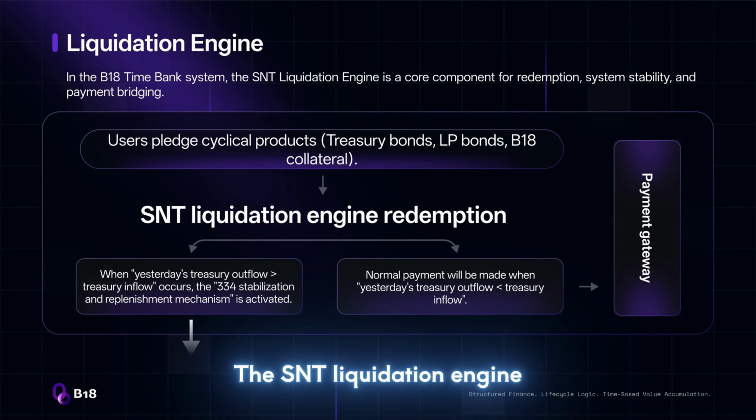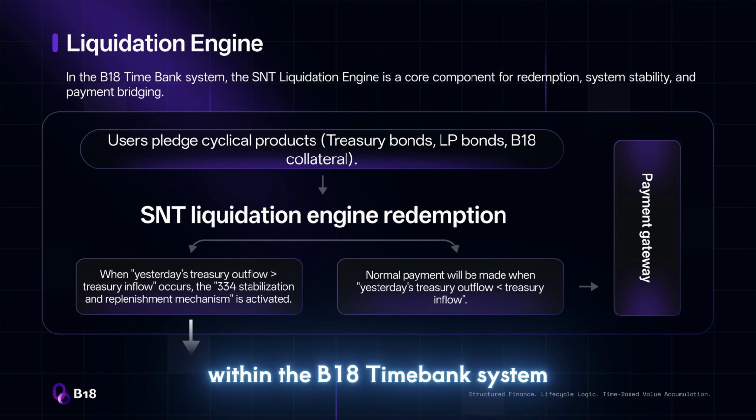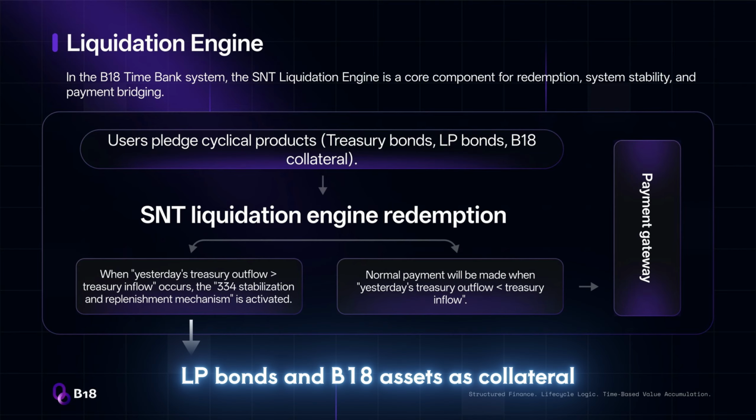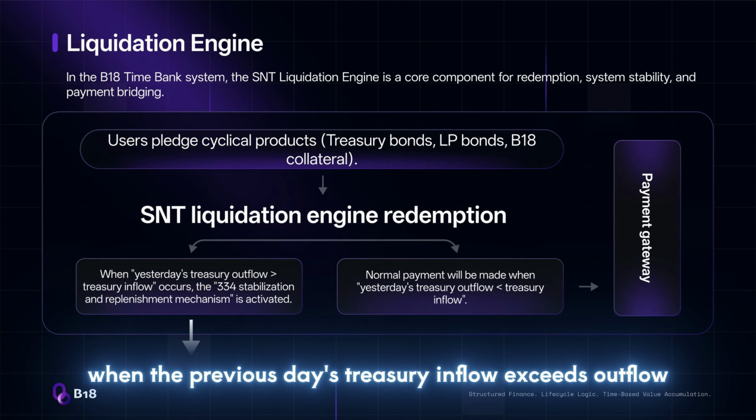The SNT liquidation engine is the core mechanism that governs redemption stability within the B18 time bank system. Users pledge cyclical products such as Treasury bonds, LP bonds, and B18 assets as collateral. Under normal conditions, redemptions are processed smoothly when the previous day's Treasury inflow exceeds outflow.